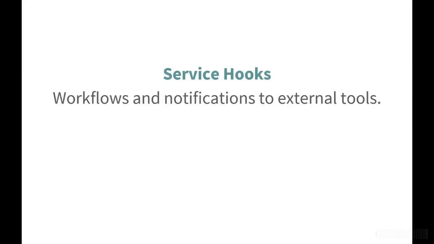Now let's look at service hooks. They help you integrate with external services, enabling automated workflows and notifications. Service hooks can trigger actions in other services, such as sending a message to a Slack channel when a build completes or creating a new issue in GitHub when a work item is updated. You could, for example, automatically create a card in Trello when a work item is created, or send a push notification to your team's mobile devices if a build fails.